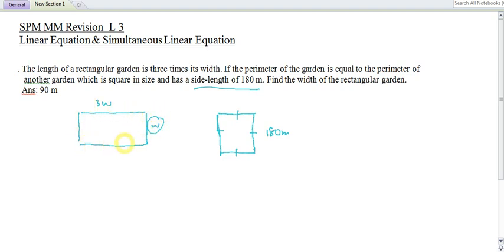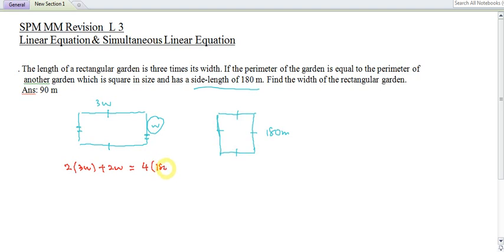Okay, find the width of the rectangular garden, which means that we need to find this. Okay, so how do we get the perimeter of this rectangular garden? It must be 3w plus, okay, I think we just use this. So here 3w, here will be 3w, right? So here w, here will be w. So we can just take 2 times 3w plus 2w. The perimeter here is equal to the perimeter here. This is a square, 4 sides having the same length.